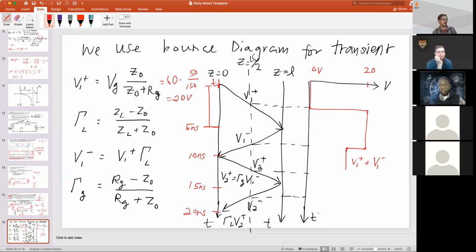All right, so I know this might seem a little confusing. We're about out of time, but I'm glad we were able to get here. Does anyone have any questions about how to make these bounce diagrams?